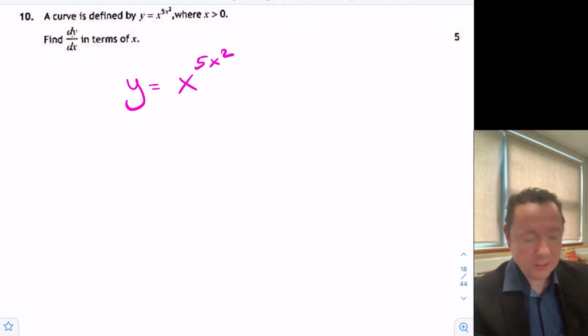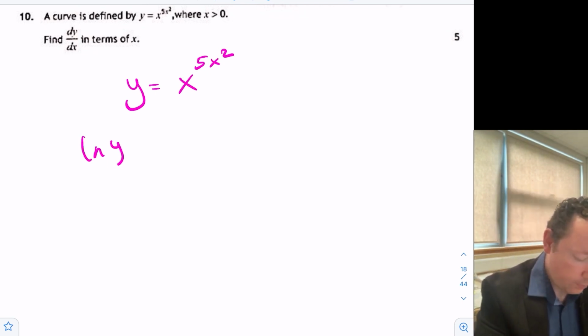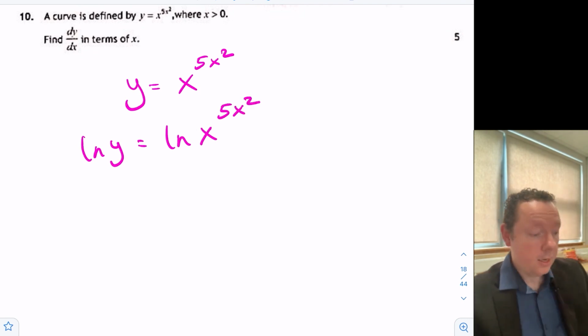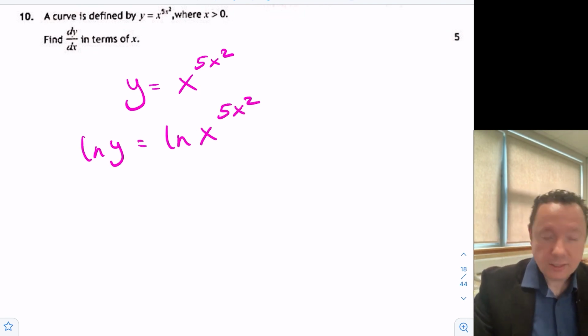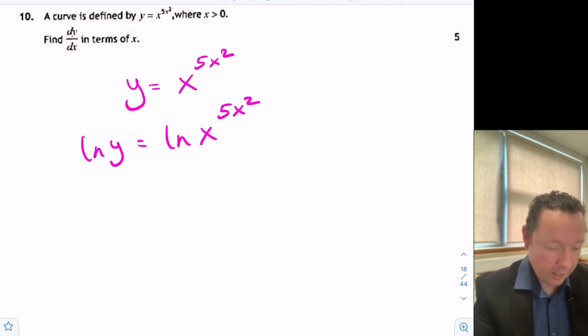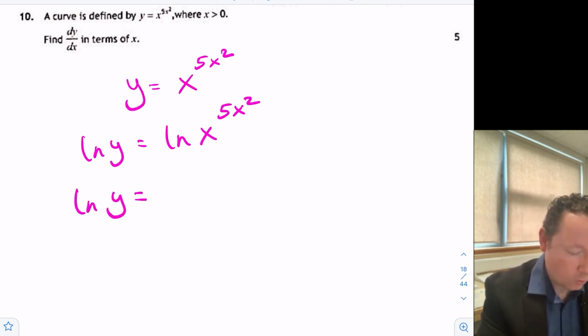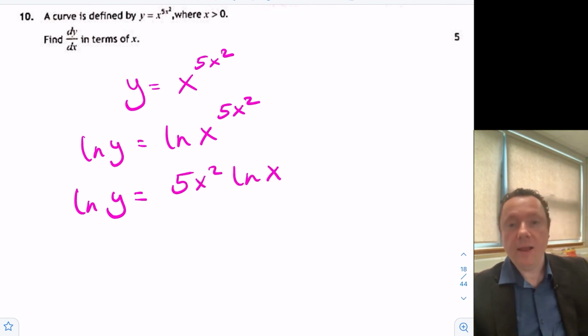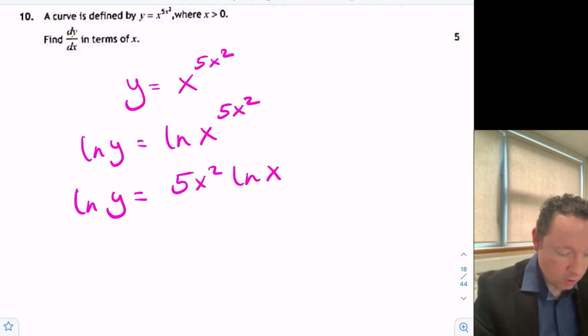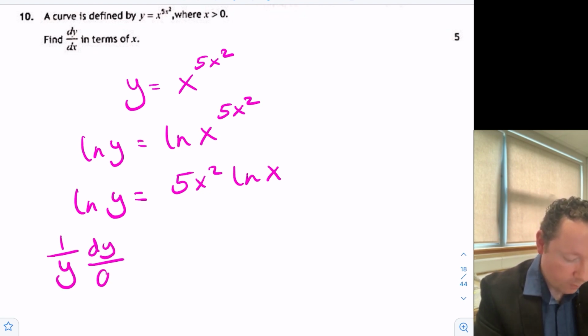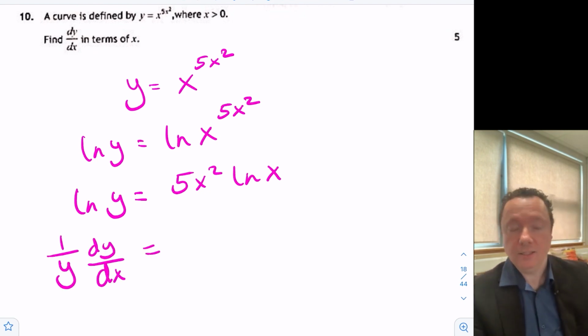So we can take the log of both sides to start with. So log y equals log x to the 5x squared. We can separate out our right hand side, so log y equals 5x squared times log x, and then we can differentiate both sides. Differentiating the left hand side, log y becomes 1 over y, dy by dx, because we're differentiating implicitly, and the right hand side is a product.